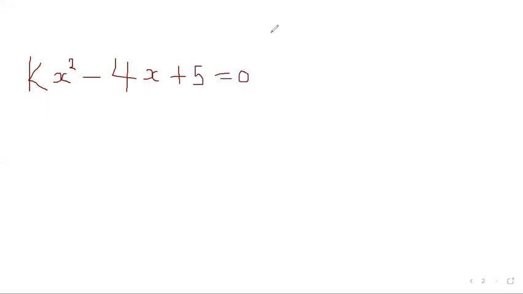So if they have equal roots, it means the discriminant b squared minus 4ac is equals to 0. Right? So now, what is my b here? My b is negative 4. So I put that here, minus 4 squared, minus 4, b squared minus 4.